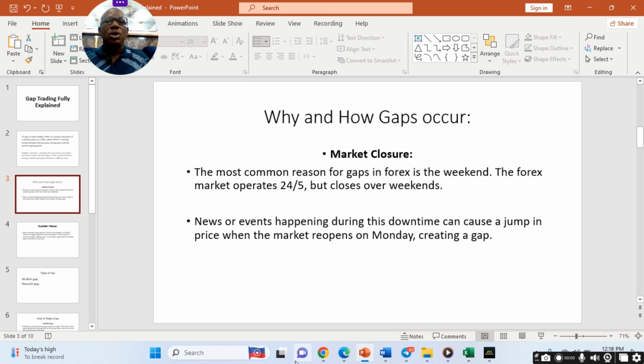So news or weekend activities when the market is closed, political, economic, and social activities in an area, natural activities like natural disasters, usually when they occur over the weekend, affect the pair you are trading. It will jump either upward or downward. That is the major cause of gaps in the market.